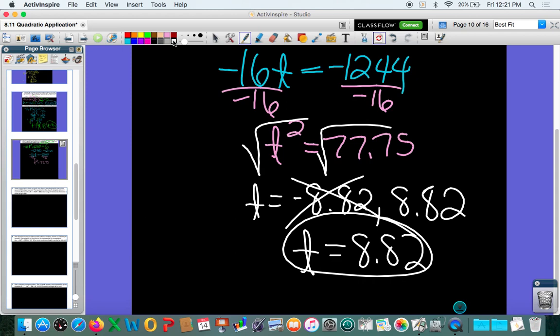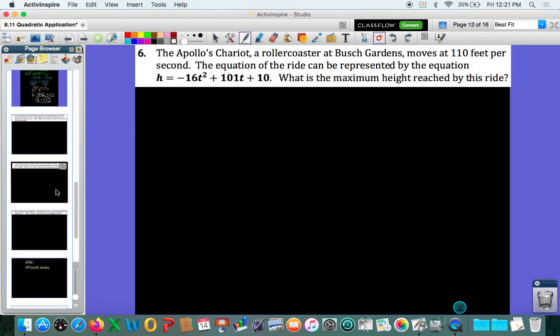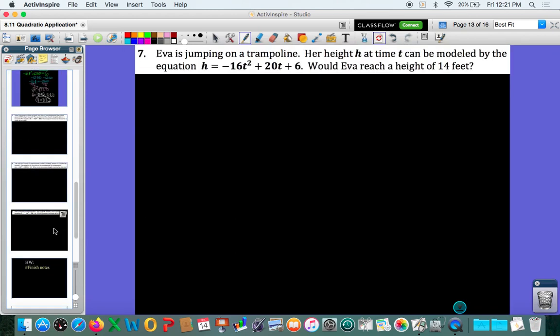Jump on down to 7. That'll be our last problem. Alrighty, so we're looking at Eva. She's jumping on a trampoline. The question is, when she jumped on the trampoline, would she reach a height of 14 feet? So we've got to determine if that's going to be possible. So let's first determine what her maximum will be anyway.